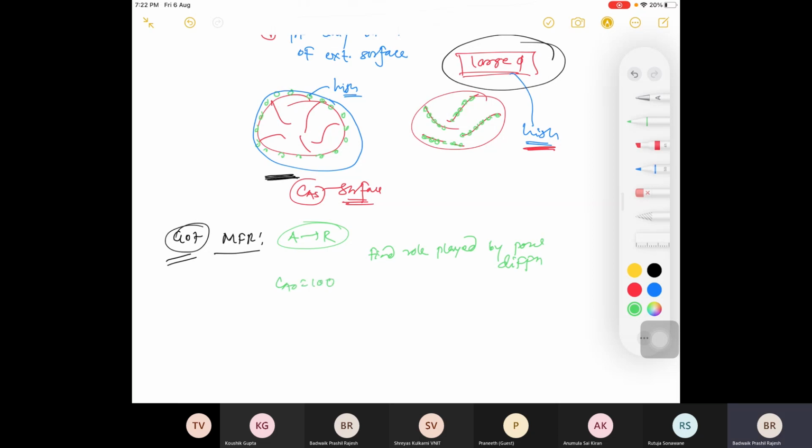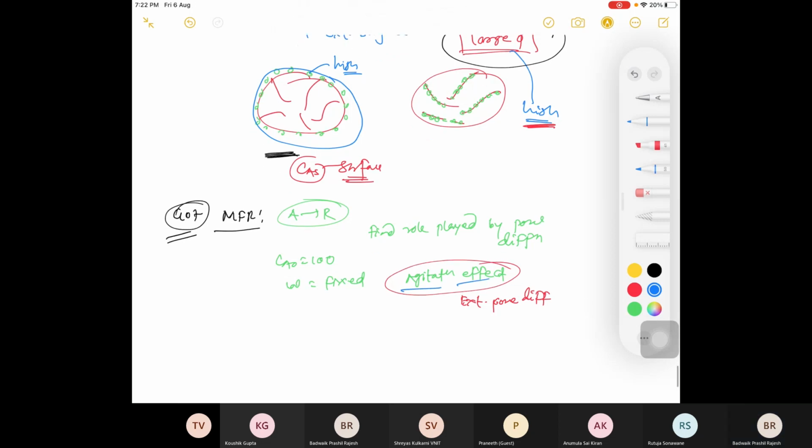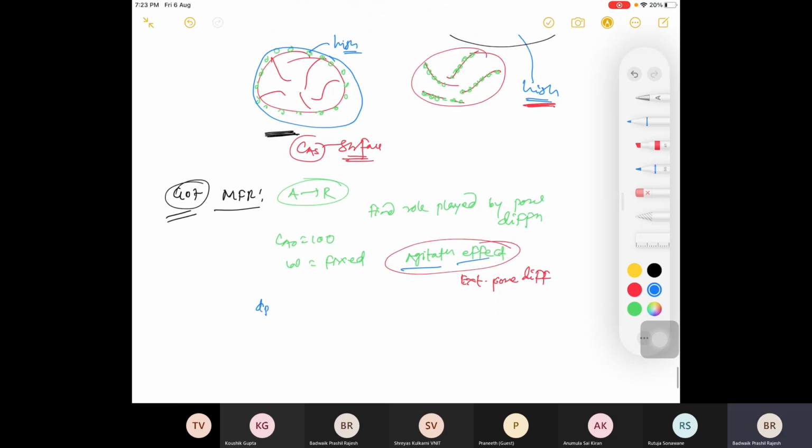Ca naught is given as 100. W is the weight of catalyst, that is fixed. Agitation effects are neglected. This agitation effect you may consider as external pore diffusion, and in most of the questions you have seen, they tell that external diffusion is neglected. That means the agitation effect here is neglected. And you will be given data: dp is 4, then the diameter of particle is 6, Fa naught is 2, then it is 4, Xa is 0.8 and Xa is 0.4.